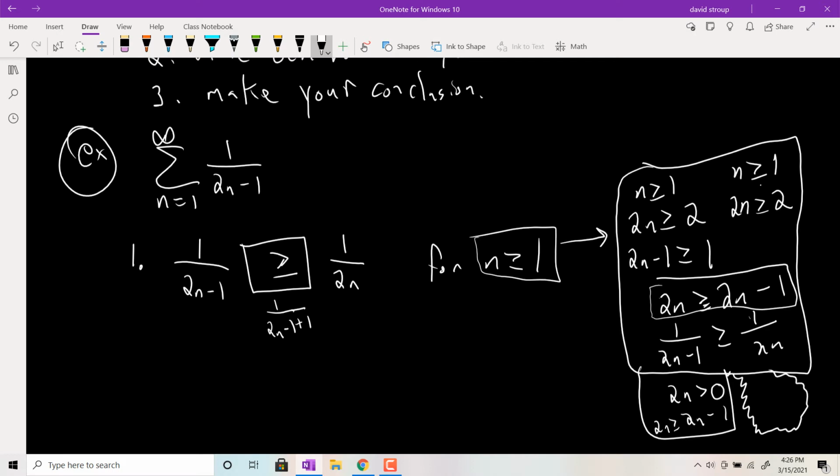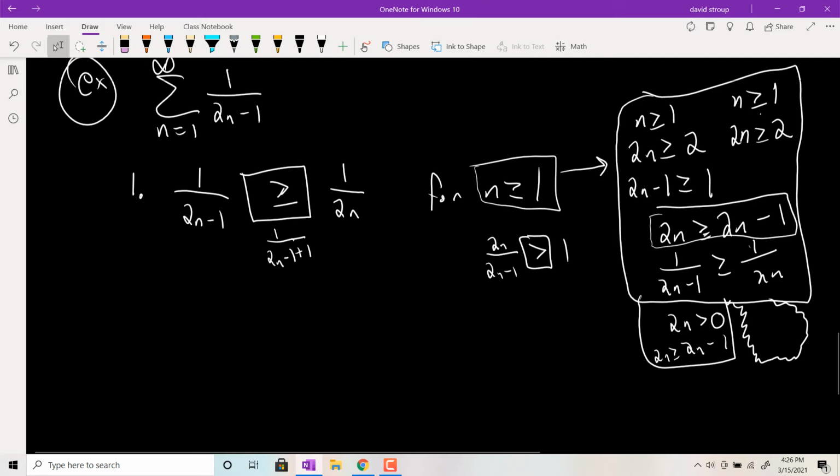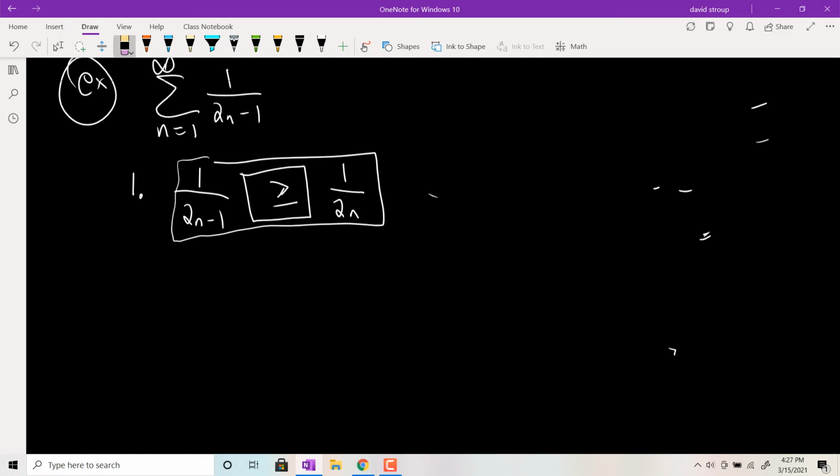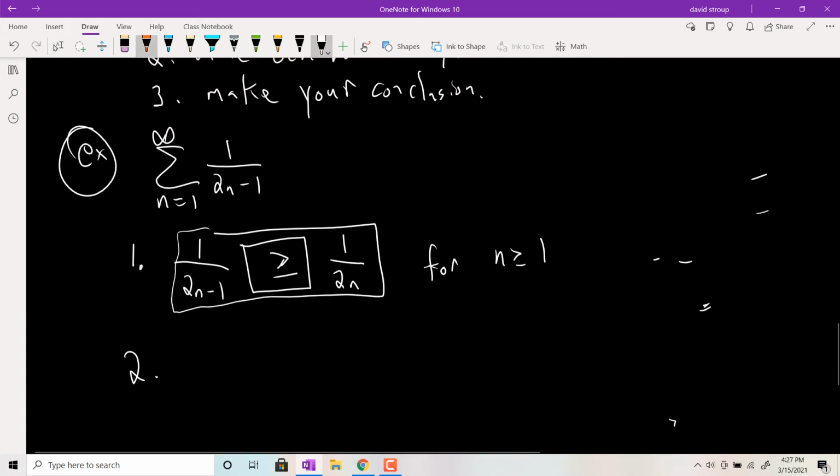You could also just multiply both sides by 2n, and you'll have 2n all over 2n minus 1, and that will be compared to 1. So obviously the numerator here is bigger than the denominator, so it must be greater than 1. So that inequality will hold. This part is what I would want to see on the test. All that other stuff, I don't need to see it. Well, I need to see your statement of where it's greater than. So I need, for n greater than or equal to 1. Great. So that's your first statement. Then your second statement, you need to say something about this thing you're comparing it to.